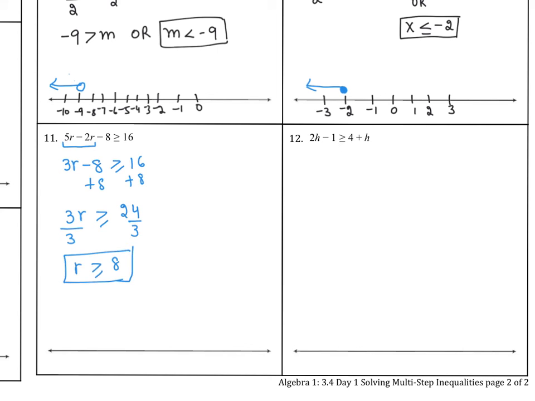And now we're going to make a number line. Make a number line for at least up to number 8 and a closed circle on top of 8, and it's going to go to the greater side of the line.